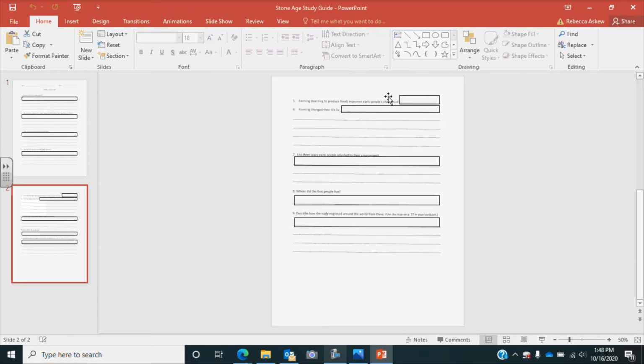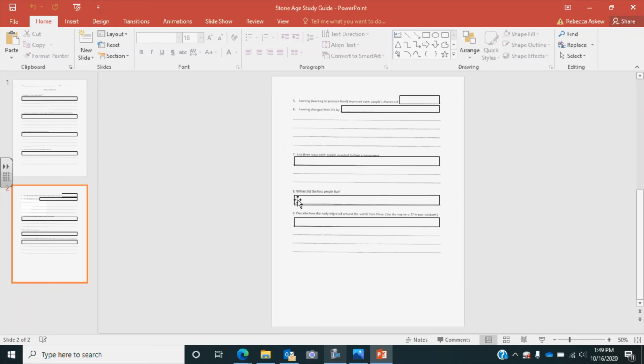And then you have a second page. Farming, or learning to produce food, improved early people's chances of blank. What did that increase their chances of? Number six, farming changed their lives by, you know, what were they able to do? It allowed them to do something. What were they able to do now that they learned how to farm? And then number seven, list three ways early people adapted to their environment. You know, what did they make? What did they do to adapt to their environment?